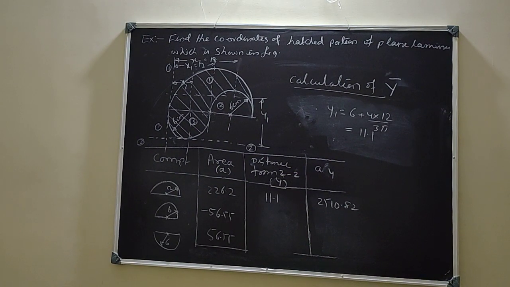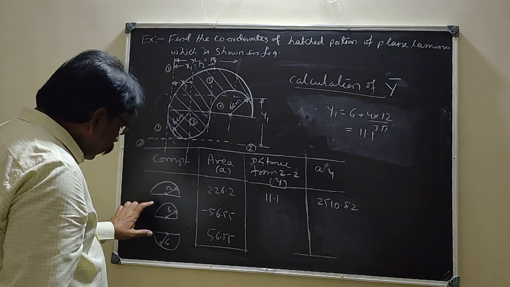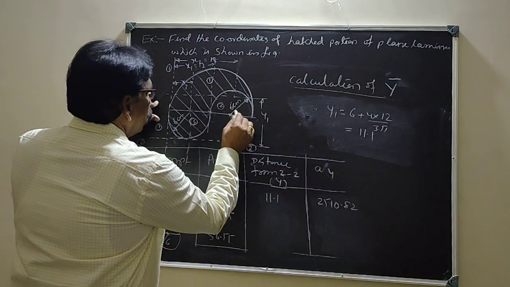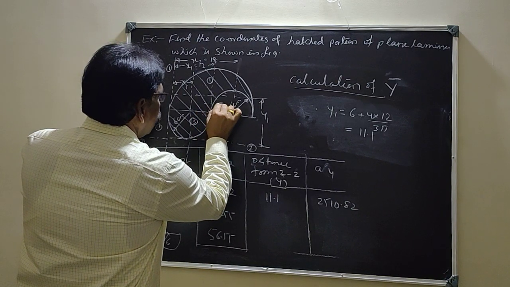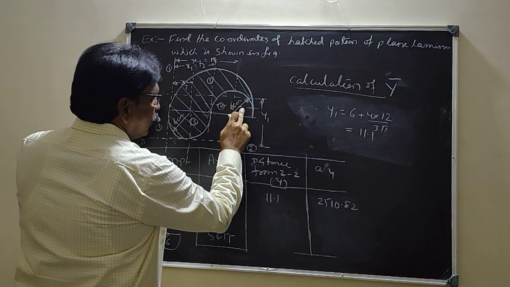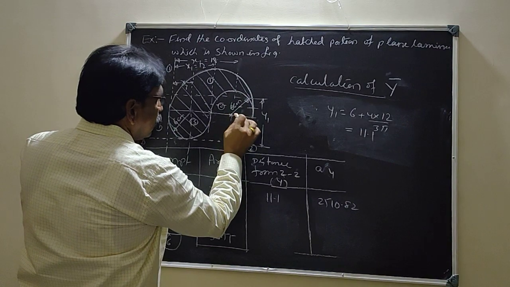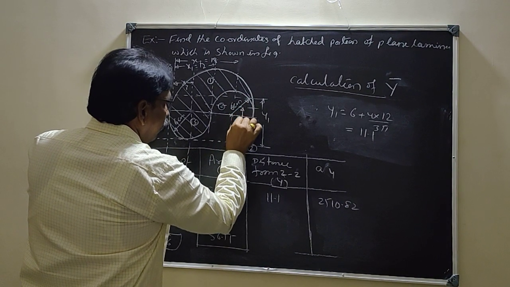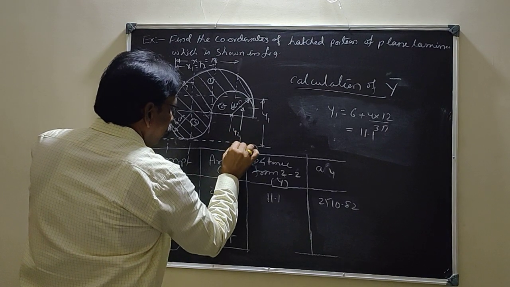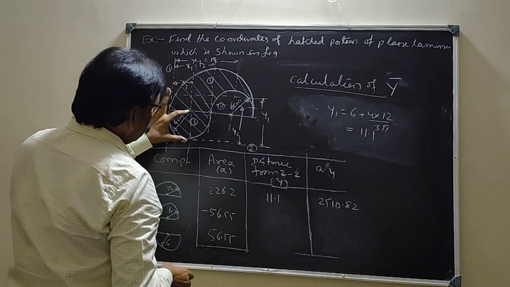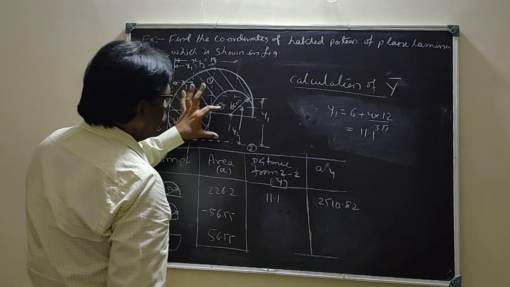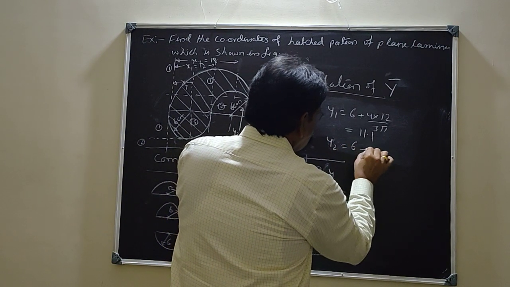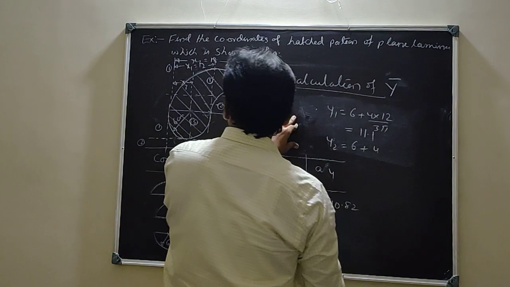Then comes the central distance of this deducted portion. So now again we know that this will be the central distance. As far as this is concerned, it will be again 4r by 3 pi, but we need this y2 from this reference line. Again there is a 6 centimeter. Alright, then again you will find that y2 is equal to 6 plus 4r by 3 pi.